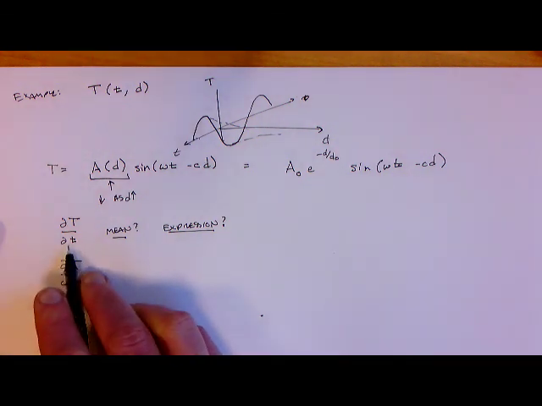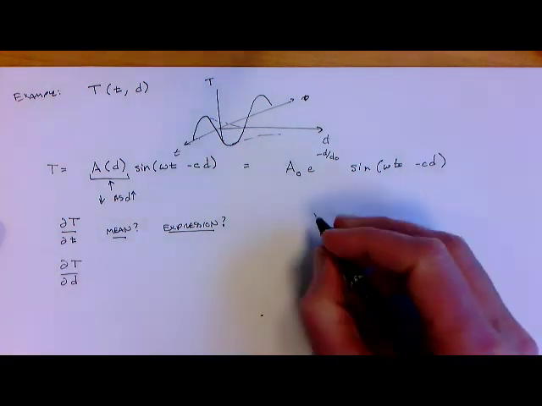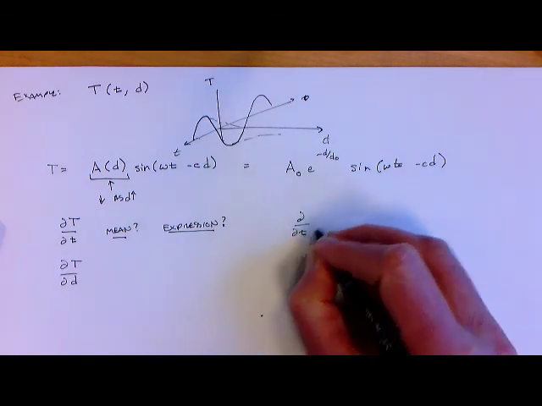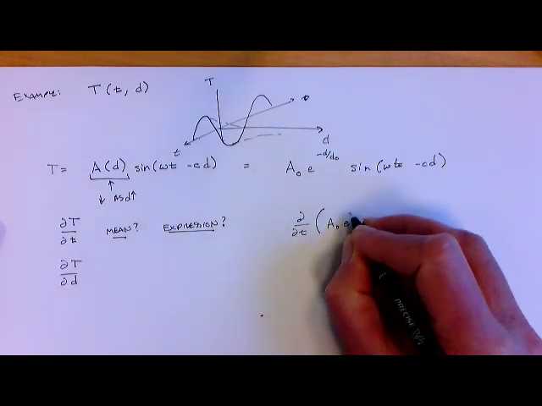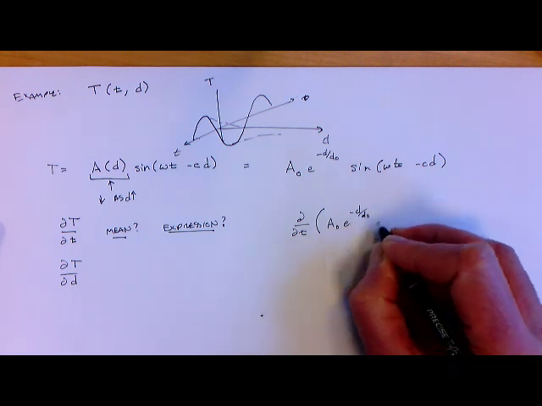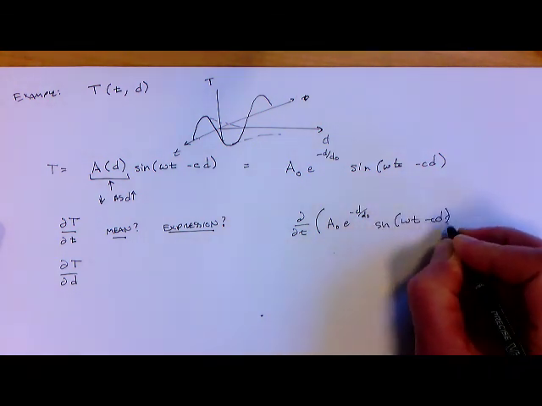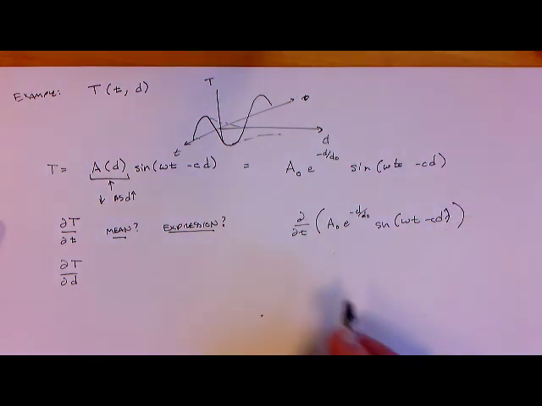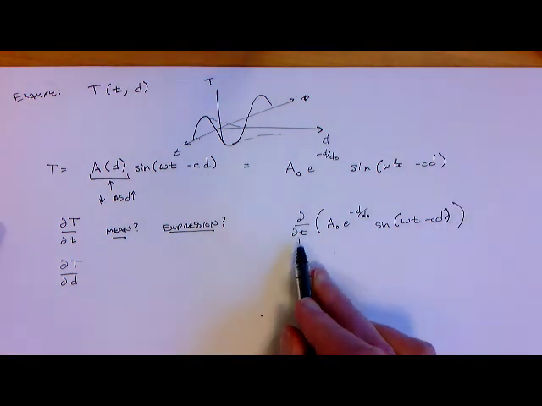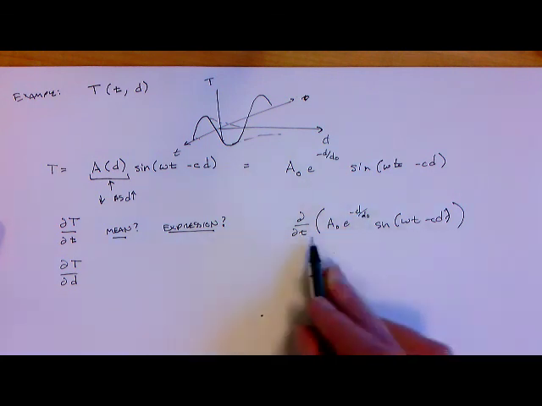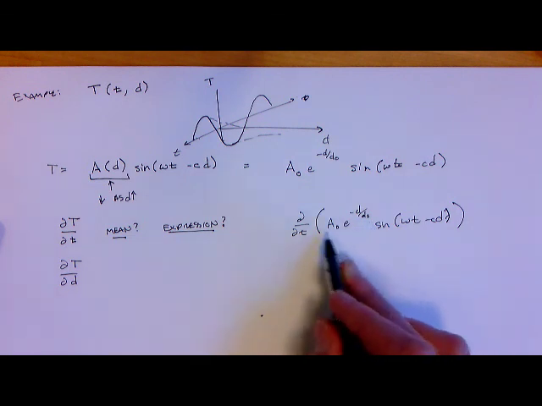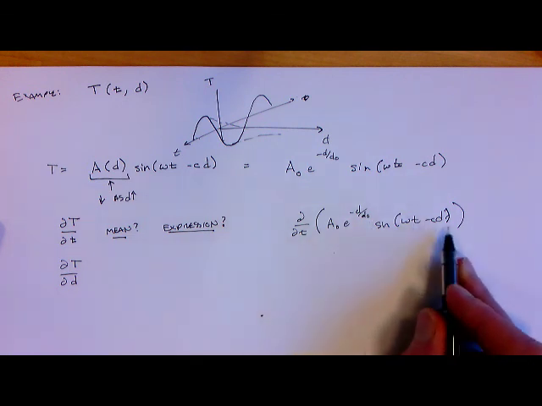So the partial of the temperature with respect to time, if I want to find the expression, I'm going to take the partial with respect to time of A naught e to the minus d over d naught sine of omega t minus c times d. Okay. And to take this partial derivative, I'm going to hold d as a constant and assume that I'm just looking at a function that depends on time, right? So here I've got a constant times sine of omega times t minus another constant.